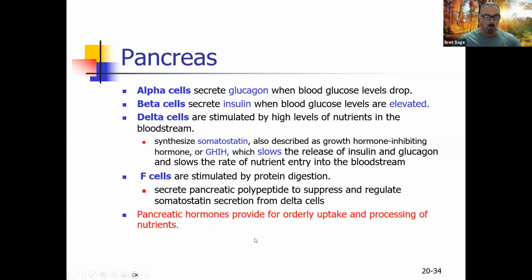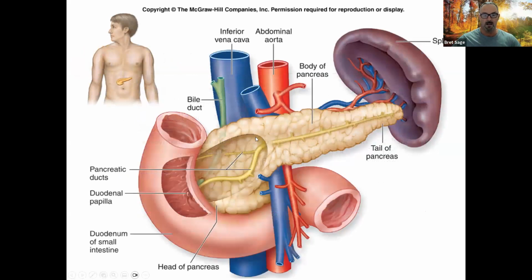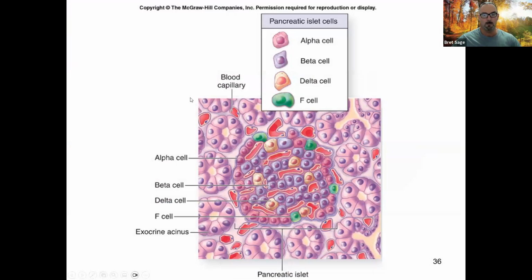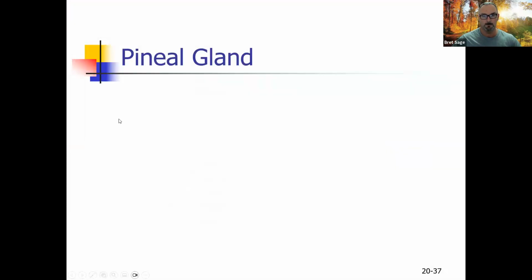Pancreatic hormones provide for the orderly uptake and processing of nutrients. That's in red, because that's really what the pancreas does. Helps you bring in nutrients, process them, and maintain blood sugar levels. So your pancreas is very, very important. And there's where it sits. There's your small intestine. There's your spleen. There's a blood vessel. The stomach will be sitting right on top of it. These are some of the cells found within the pancreas.